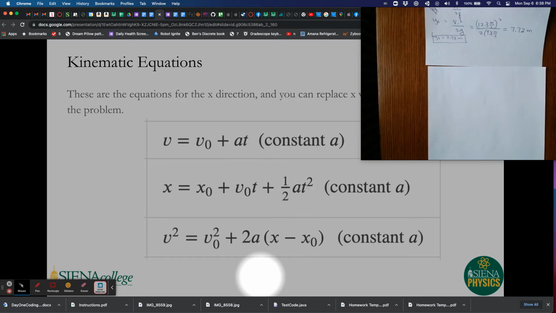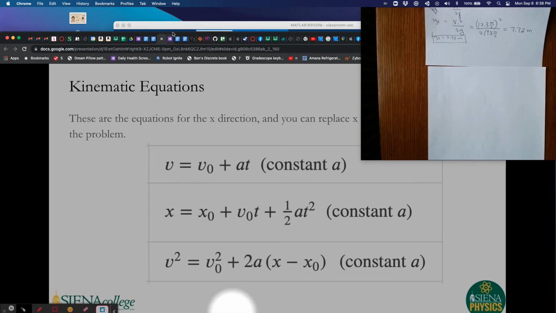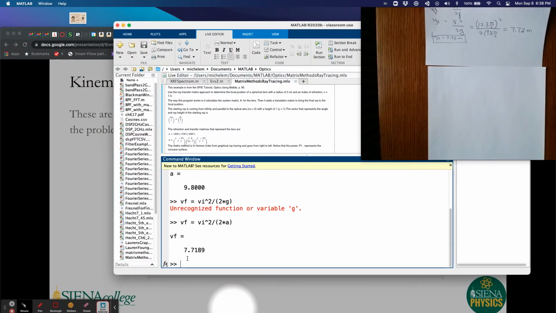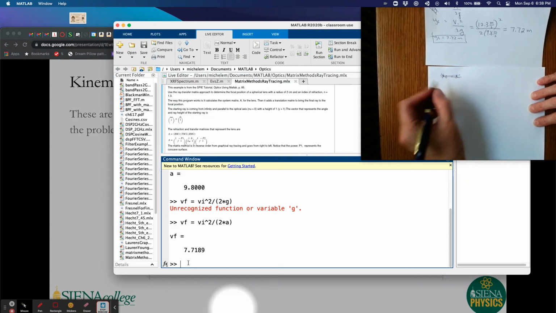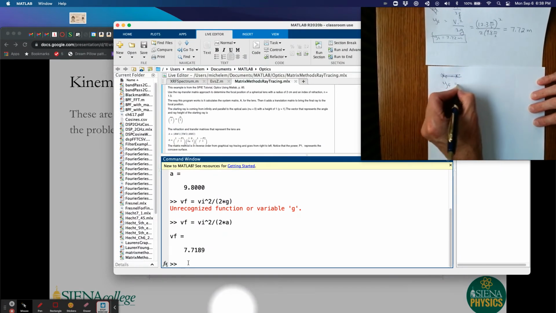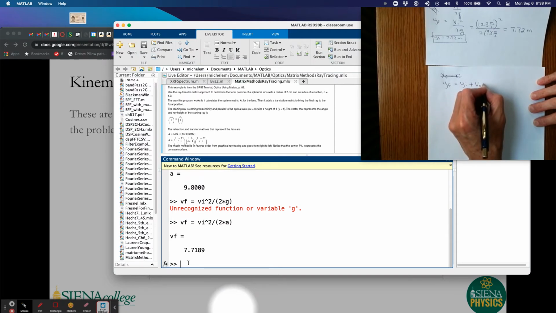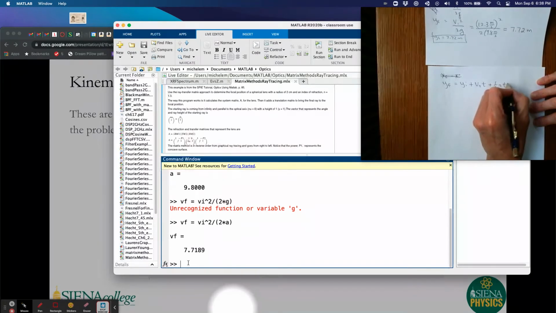And let me pull back up my MATLAB. If I can get there from the, there it is. Okay, there we are. So I'm going to say here, x final is equal to x initial. And actually I want to use the y values, right? So I'm going to use y final is equal to y initial plus v naught times t plus 1/2 a t squared.